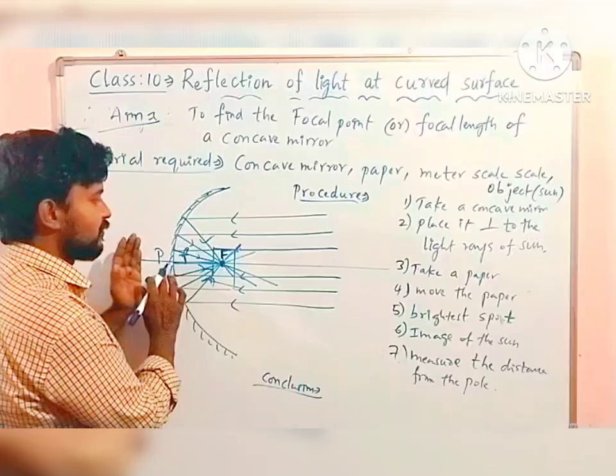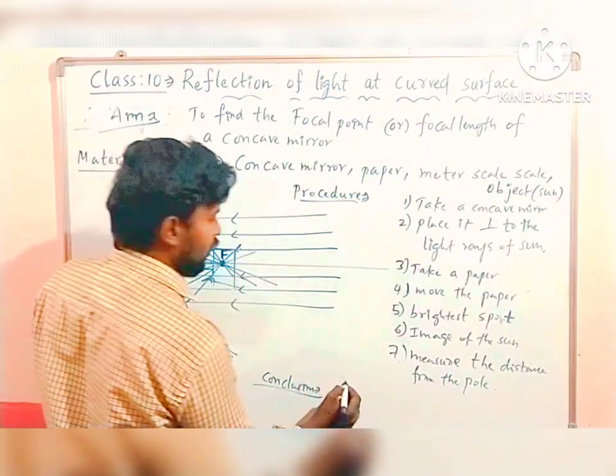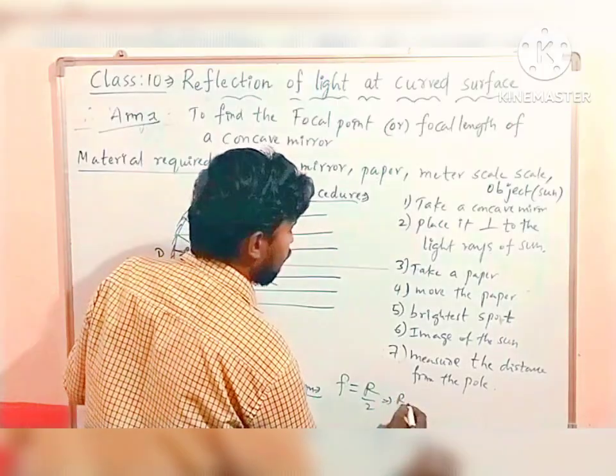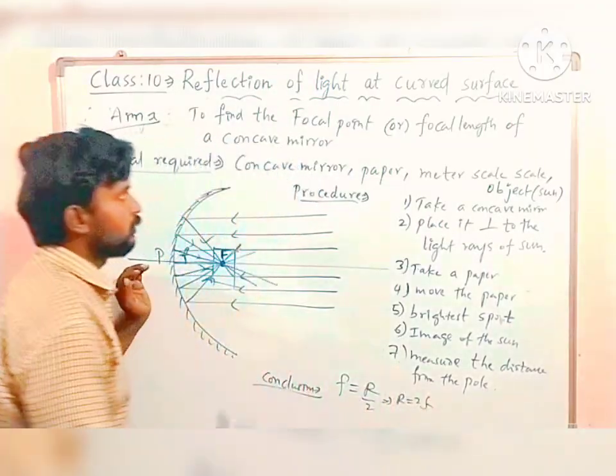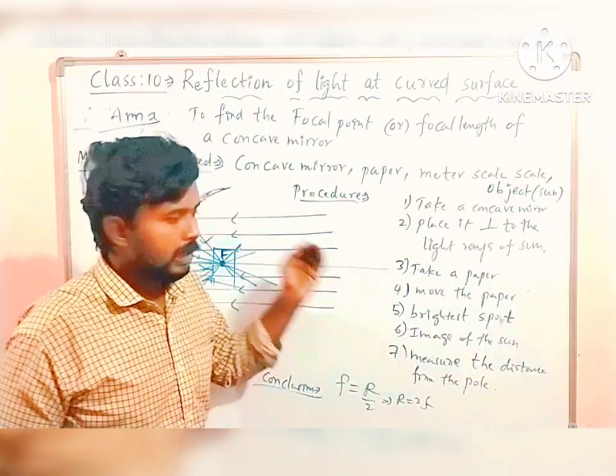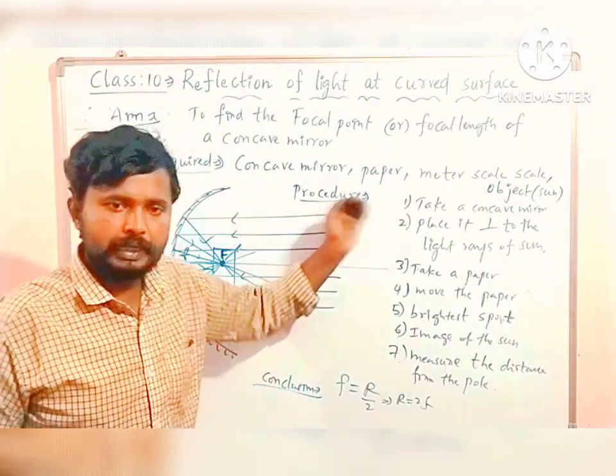When you measure the distance from the pole to the focal point, it gives the focal length f, where f equals r by 2. Here r equals 2f. This is called the conclusion. This is how we have to write the answer to the given question in the exam.